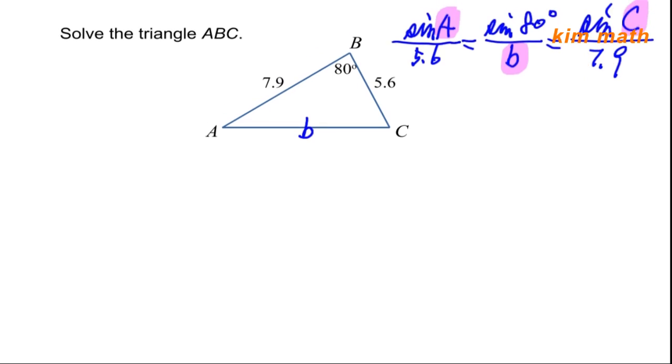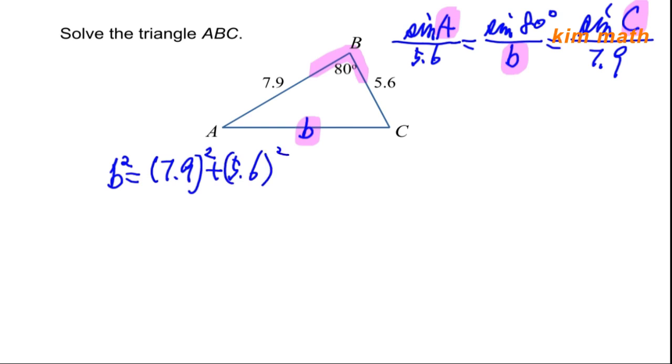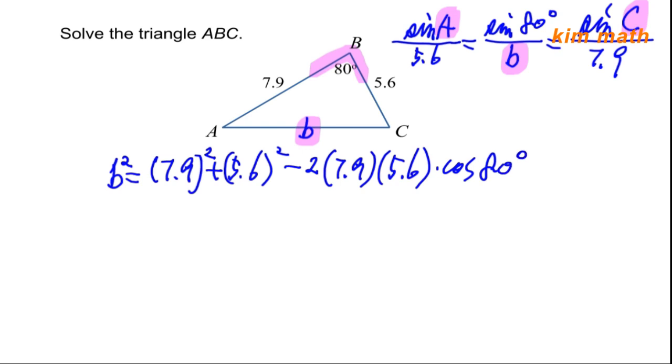I will start our story with this one. Then I must use these things, right? Remember that? So b squared equals 7.9 squared plus 5.6 squared minus twice 7.9, 5.6, and cosine, in this case, 80 degrees. Good.